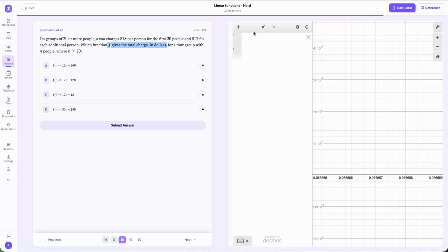The safest way to do this is always just to add a table and give Desmos 2 points, right? A lot of people are going to pick the wrong answer here. They're probably going to pick A, I think, is the trap answer. Most people will fall for it, right? But I'll show you how to avoid that.